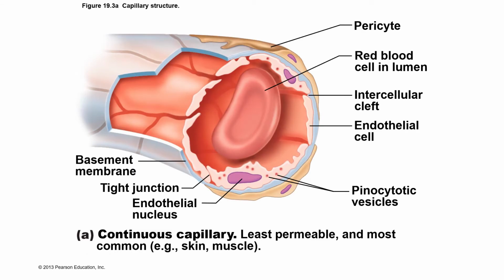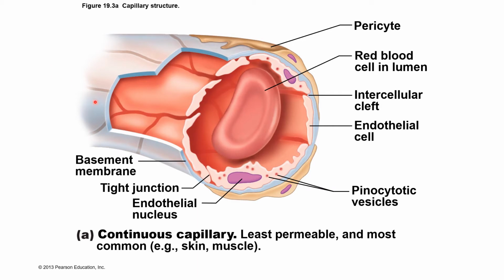So let's start with the continuous capillary right here. The continuous capillary, as I said, is the least permeable type of capillary we have. The continuous capillaries are usually abundant in our skin and in our muscles. They're not that permeable. They're only going to allow things like fluids and small solutes to be able to pass through them. The continuous capillary is only made up of the tunica intima. Actually, all of your capillaries will only be made out of the tunica intima.